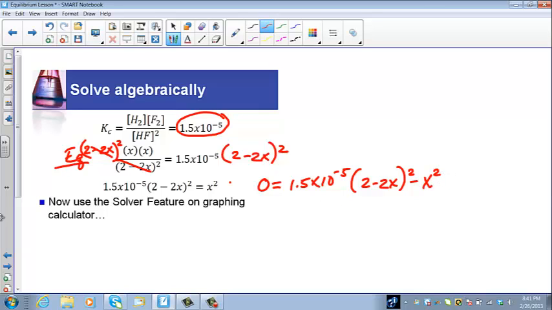I don't think I have to teach basic algebra. At least I hope not. Okay. Let's use the solver.